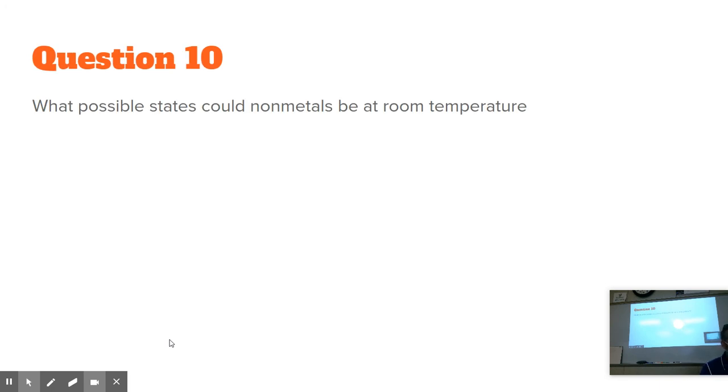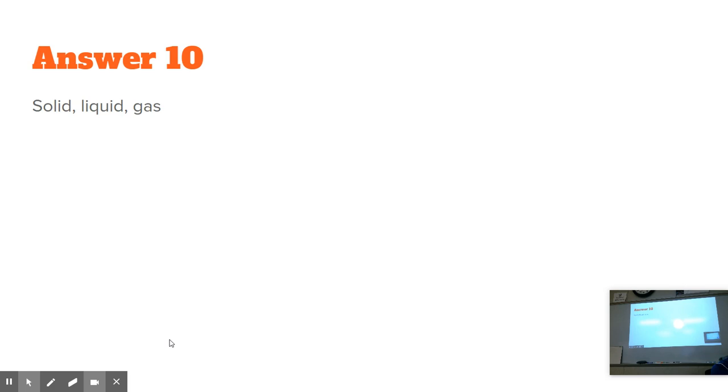Oh, got one more. Maybe we have two more. What possible states could non-metals be at room temperature? Again, we have three main states of matter that we typically associate with. Yes, there's a fourth state of matter, plasma, for those of you sitting at home listening to this, but we're talking about the periodic table. The three states a non-metal could exist in at room temperature are simply solid, liquid, and gas. Bromine is a liquid. Chlorine is a gas. Sulfur is a solid. Those are all three examples of nonmetals, representing the three different states.